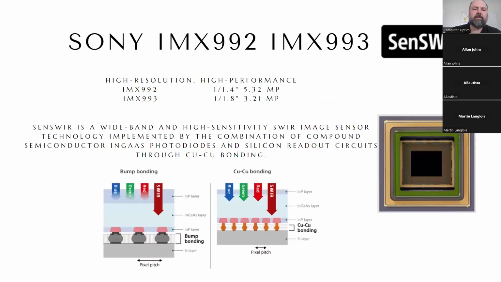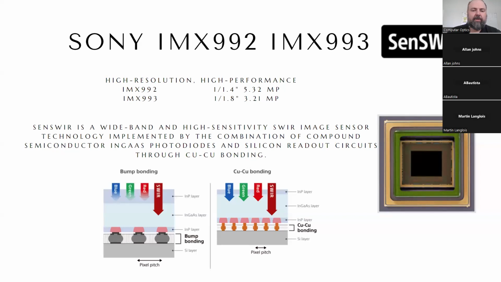Now Sony comes out with this new image sensor. This is the Sony IMX992 and IMX993. Even for me, it was very new, especially doing this presentation. Very new sensor. This thing just came out, I think, last month. It is a very high resolution, high performance imaging sensor. The IMX992 is 1/1.4 inch with 5.3 megapixels, and the IMX993 is 1/1.8 inch with 3.2 megapixels.